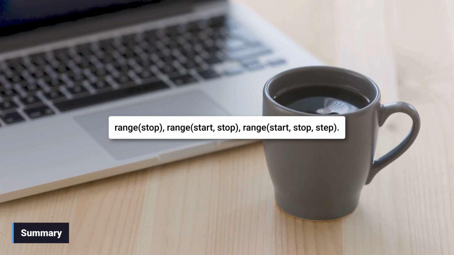To summarize, the range type is an immutable sequence that generates numbers on demand, making it memory efficient. It is indispensable for defining loop boundaries and generating indices.